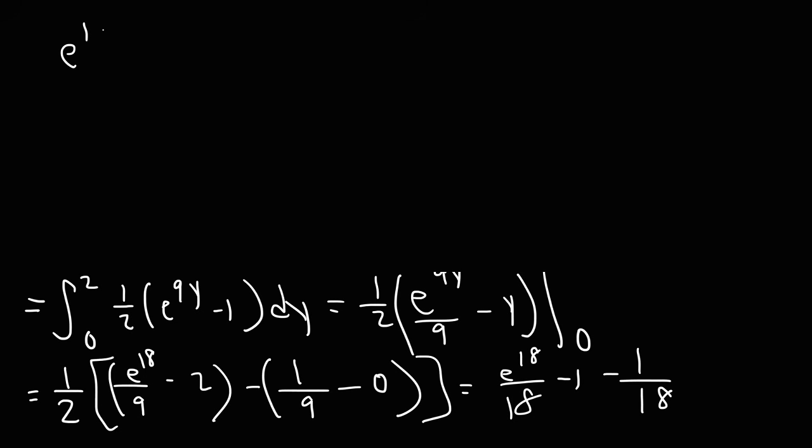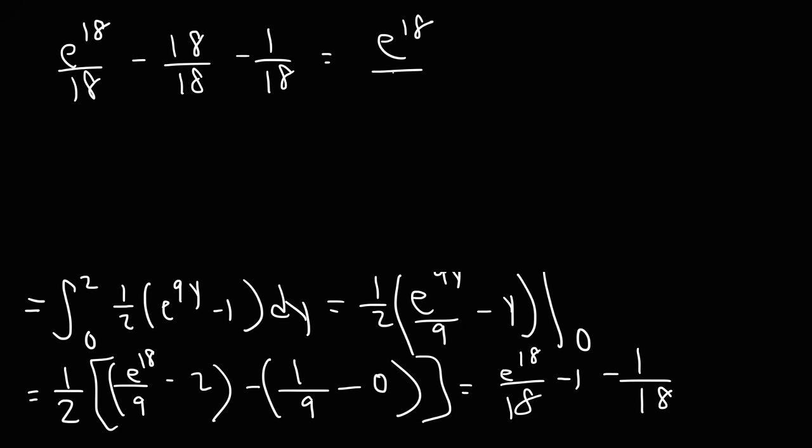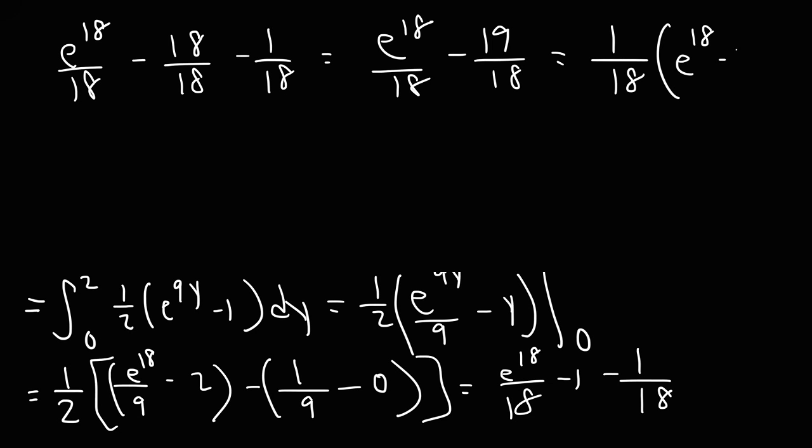So we have e to the 18 over 18. -1, we can write that as -18 over 18, and then minus 1 over 18. So -18 minus 1, that's -19. So I'm going to write it like this. This is 1 over 18 times e to the 18 minus 19. So this here is the final answer for this problem.